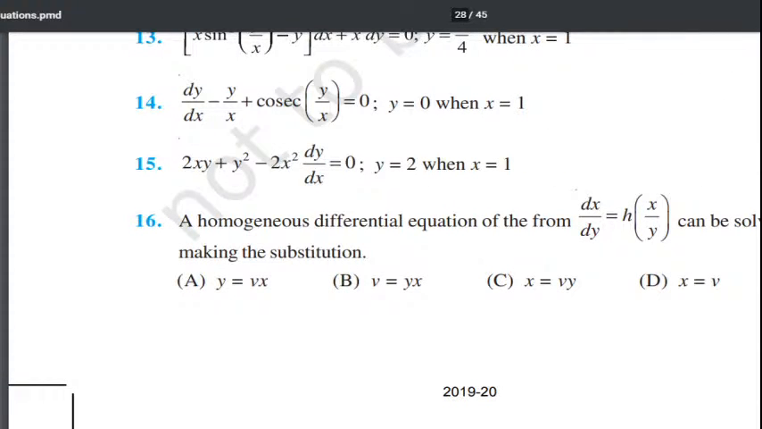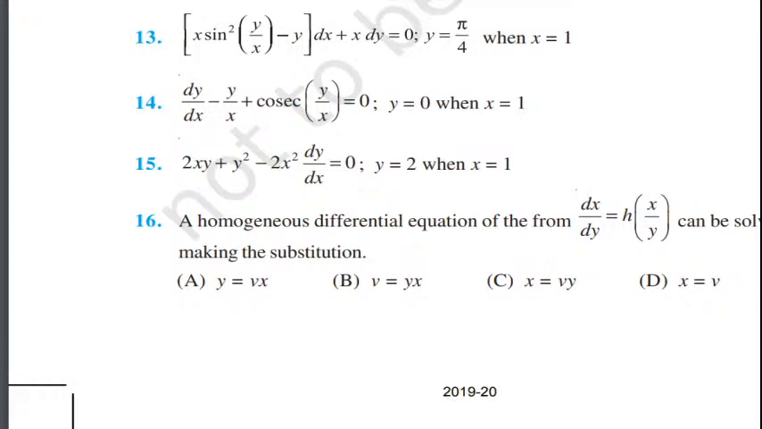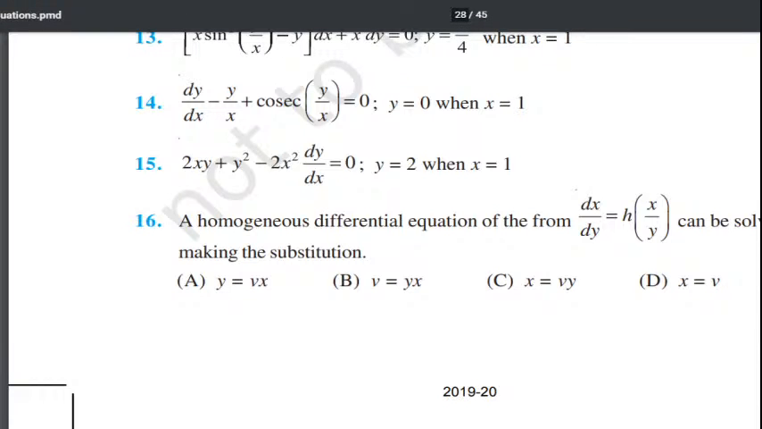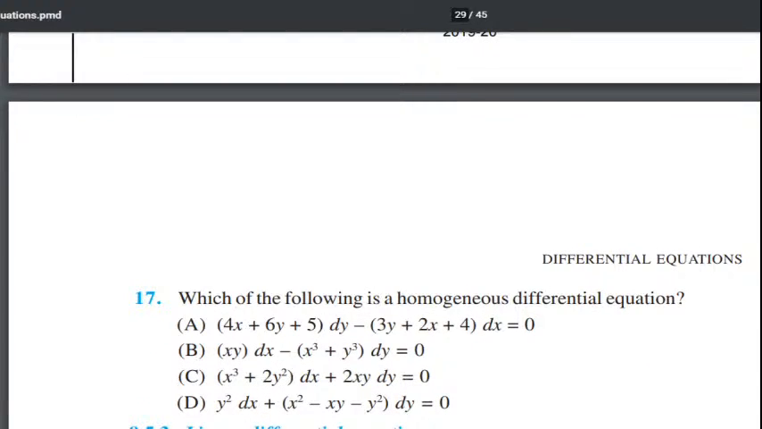A homogeneous differential equation dx upon dy equal to h of x upon y can be solved by making the substitution. What substitution should I make? x equal to Vy, right. You can see the 16th question in your textbooks, because h of x upon y is there, so x equal to Vy will be the easiest method. 17th question is also similar.